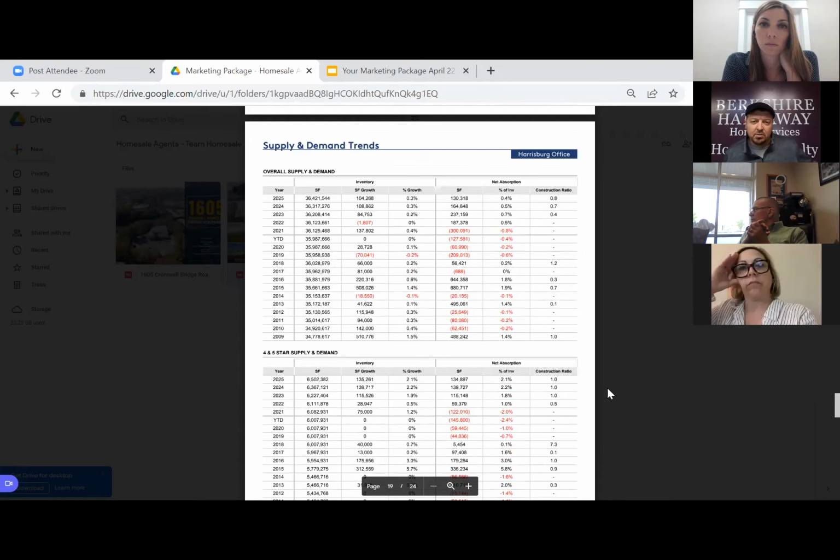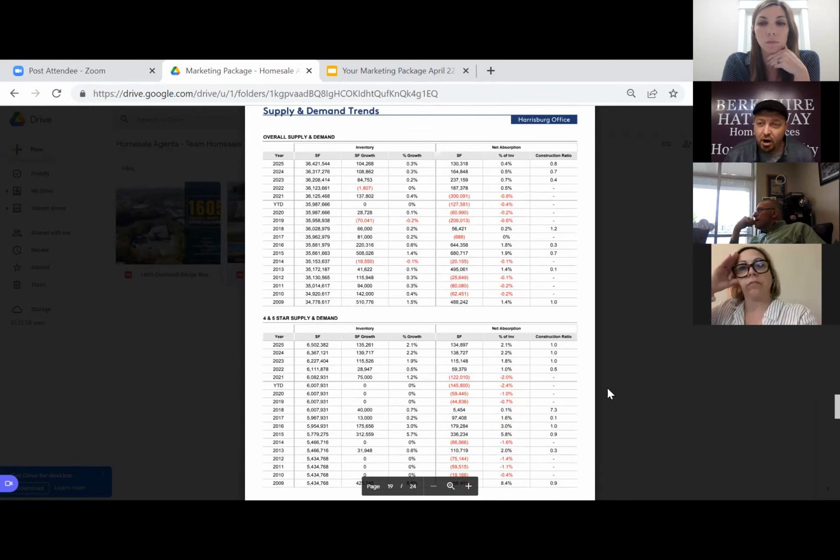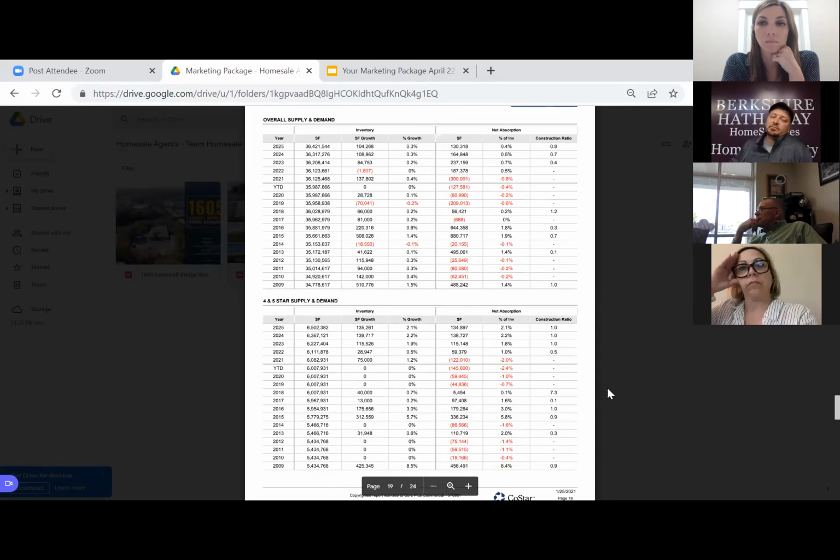Supply and demand, this is it, all of it right here. This is the whole kit and caboodle. Overall supply and demand for 2021 is negative. You have an overserved market, but look at 2022. Square footage comes back, so it's good. Again, this is all for office properties. You may have totally different results if you're looking at industrial or retail. I'm not even going to get into apartment buildings, because that's a whole different way of doing it. This is just for office properties.